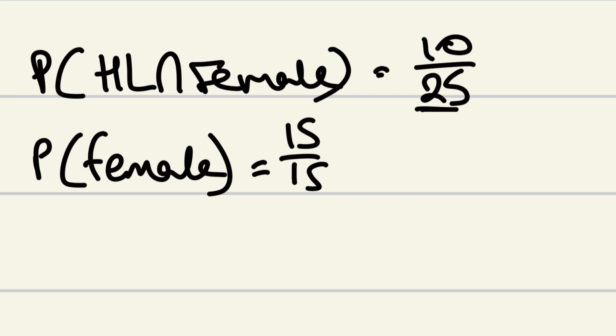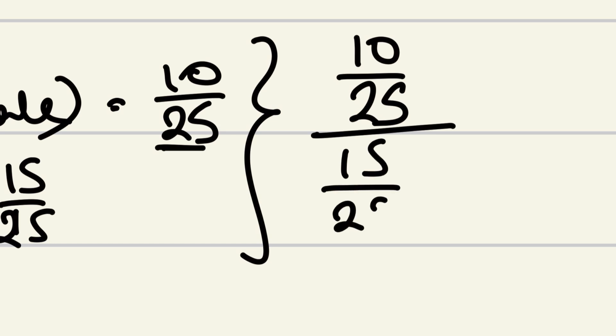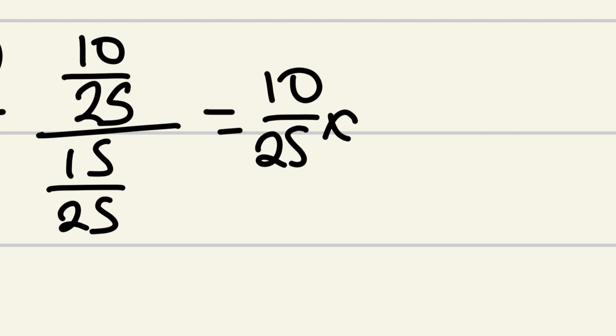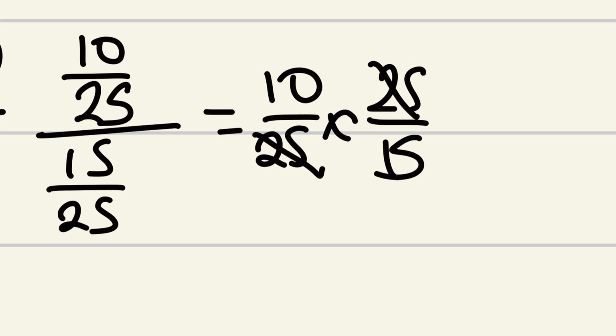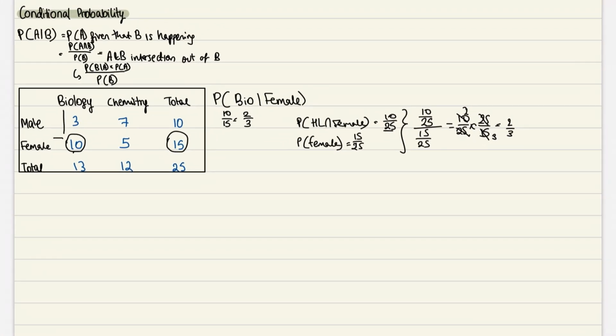So then we have 10 over 25 over 15 over 25. So that's just 10 over 25 multiplied by this reciprocal. So that's 25 by 15. So again 25 cancels out. Divide by 5, so that's 2 and 3. So again we're left with 2 over 3. So that's how you would solve a question that's like this. Now let's go into some more complicated questions.